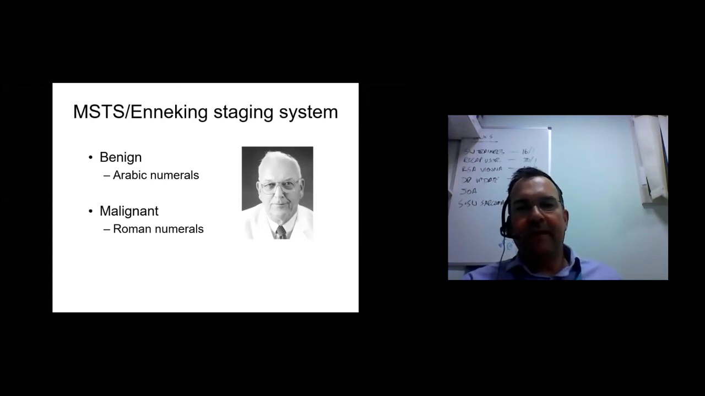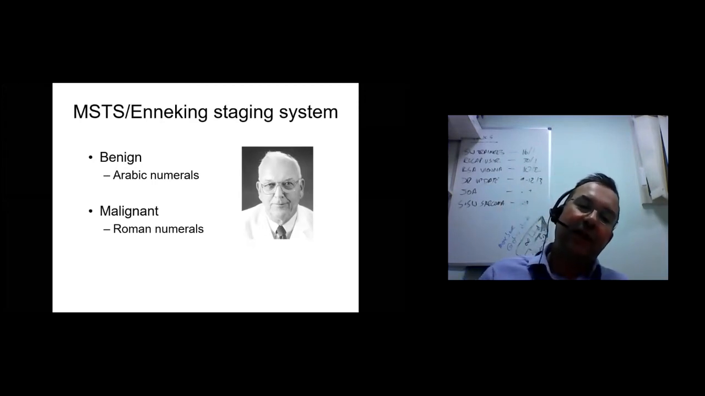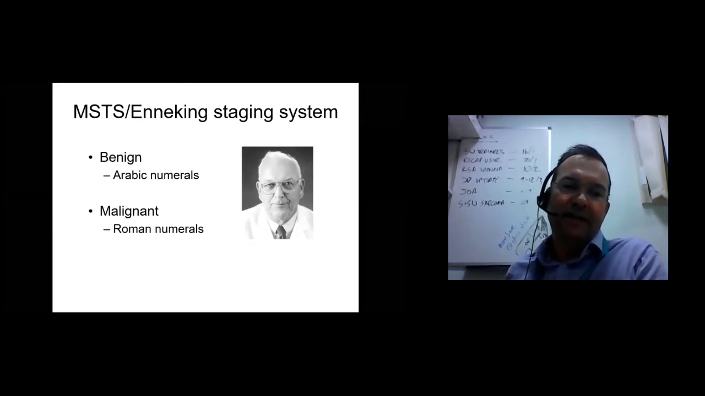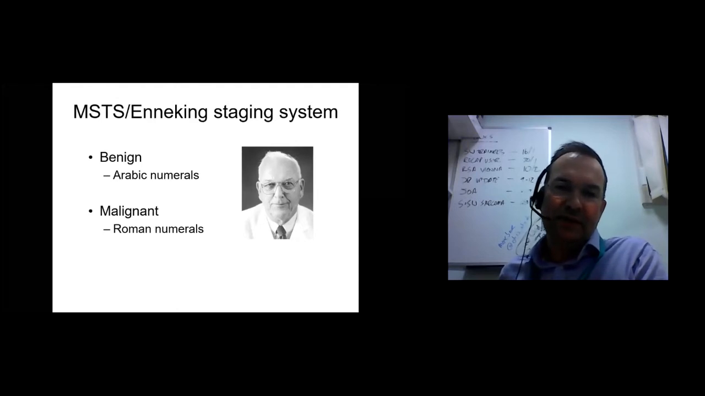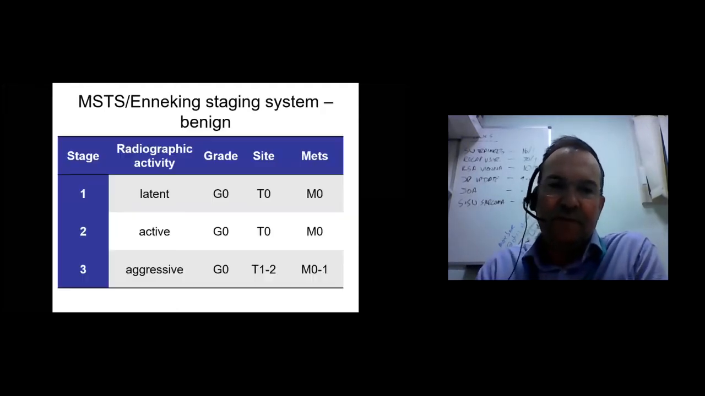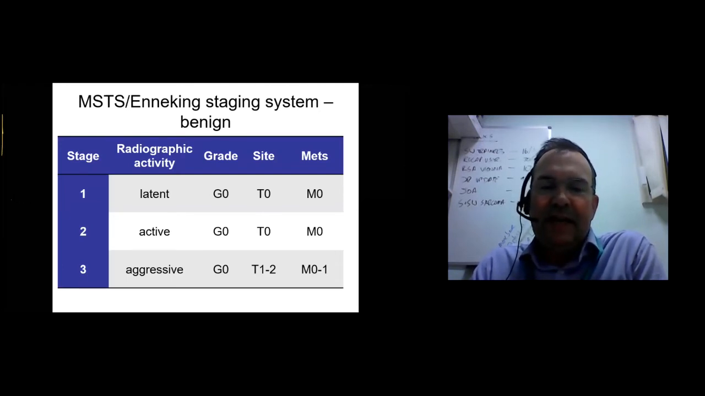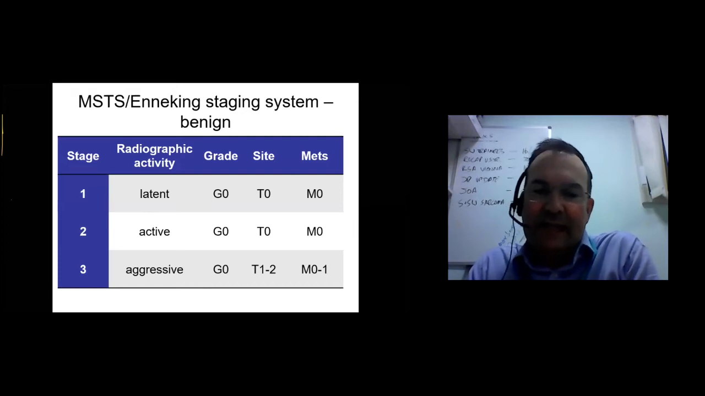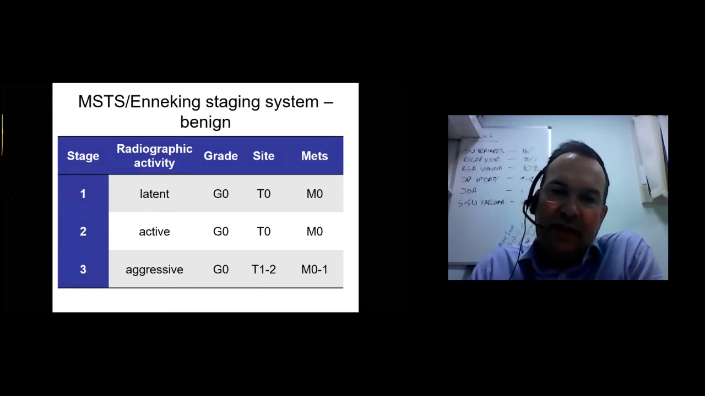So let's move on. Let's talk a little bit about staging. And one of the key things that the Miller textbook does comment on, but I didn't realize for a few years actually, was that the staging systems use the Arabic numerals for benign lesions and the Roman numerals for malignant lesions. So that just, first of all, helps you differentiate between the two. So here we are for the benign lesions, stage 1, 2, and 3. Remember, because they're benign, they're all G0. And they should, therefore, have relatively low metastatic potential. So an example of a benign aggressive primary bone tumor would be giant cell tumor of bone, which has a known metastatic rate of about 8%, but is strictly classed as a benign lesion.